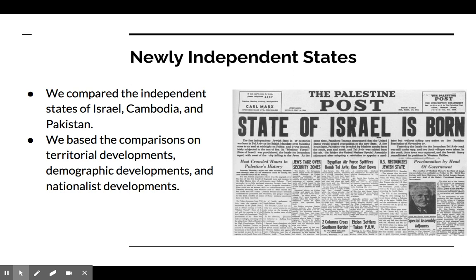Newly independent states was one of them. We compared the independent states of Israel, Cambodia, and Pakistan. And we based comparisons on territorial developments, demographic developments, and nationalist developments. The territorial developments around land ownership, boundaries, borders, things of that nature. Demographic developments about ethnic enclaves and different groups that ended up having to move and relocate because of these newly independent states. And the nationalist movements that developed within the newly independent states, where you had those enclaves that were trying to push back against it.